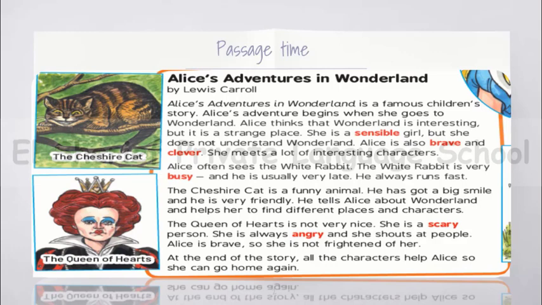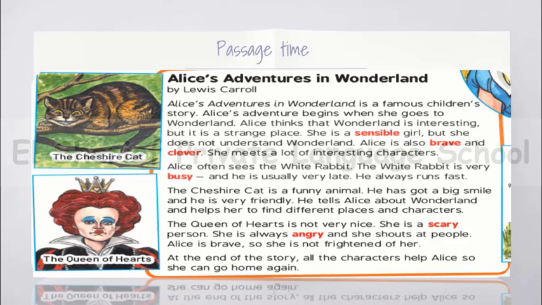Alice's Adventures in Wonderland is a famous children's story. Alice's adventure begins when she goes to Wonderland. Alice thinks that Wonderland is interesting, but it is a strange place. She's a sensible girl, but she doesn't understand Wonderland. Alice is also brave and clever. She meets a lot of interesting characters.